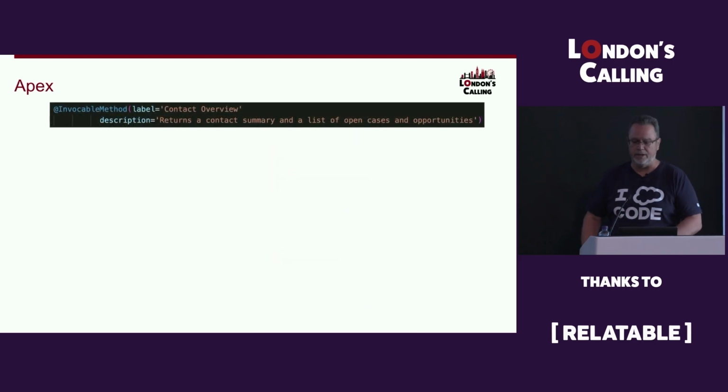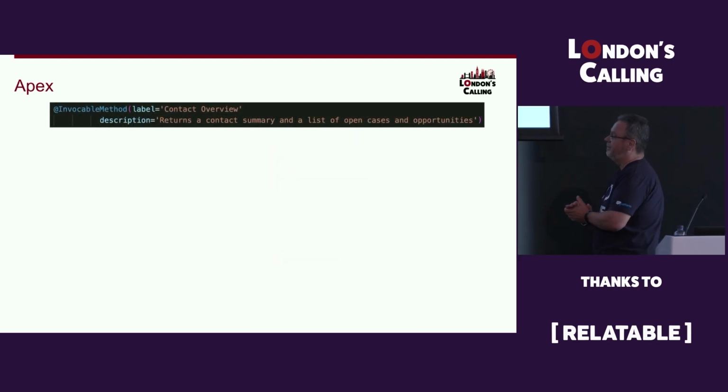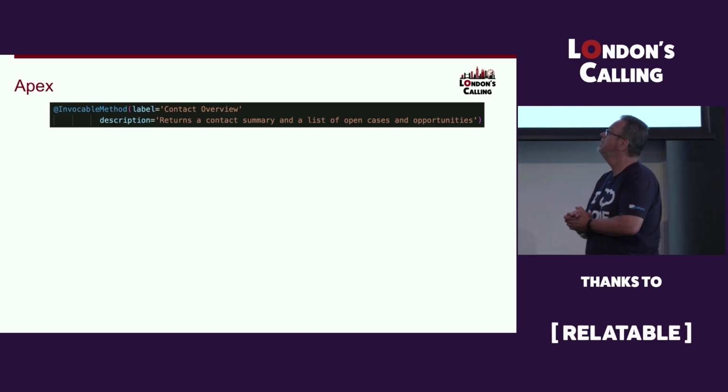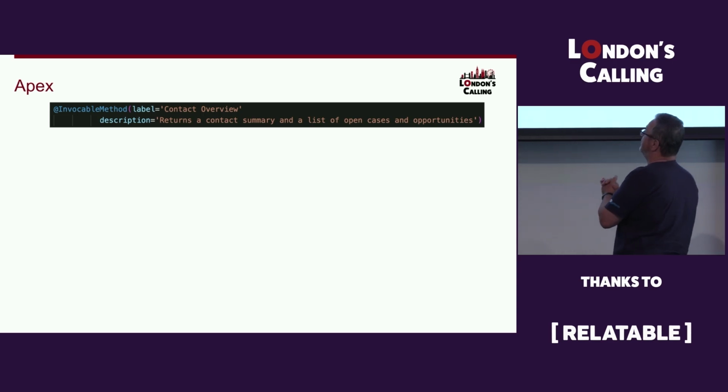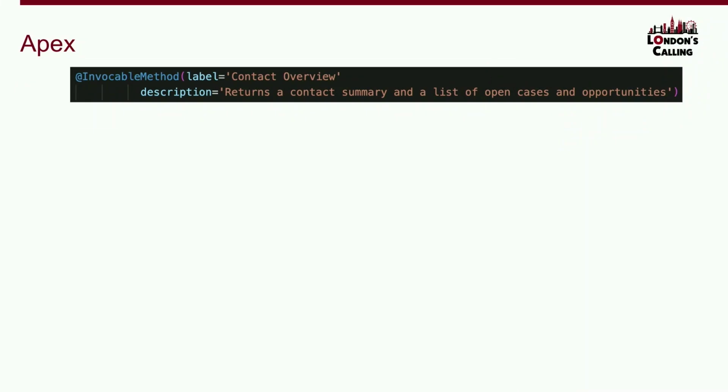So there's a bit more to it with Apex. In Apex, it's effectively a method. You can have a single method within a class with the invocable method annotation on it, and the fact that it's an invocable method makes it available to Einstein Copilot. So I've got my label and my description. Description's really important. Label is effectively the name that'll appear when I'm trying to create the custom action.